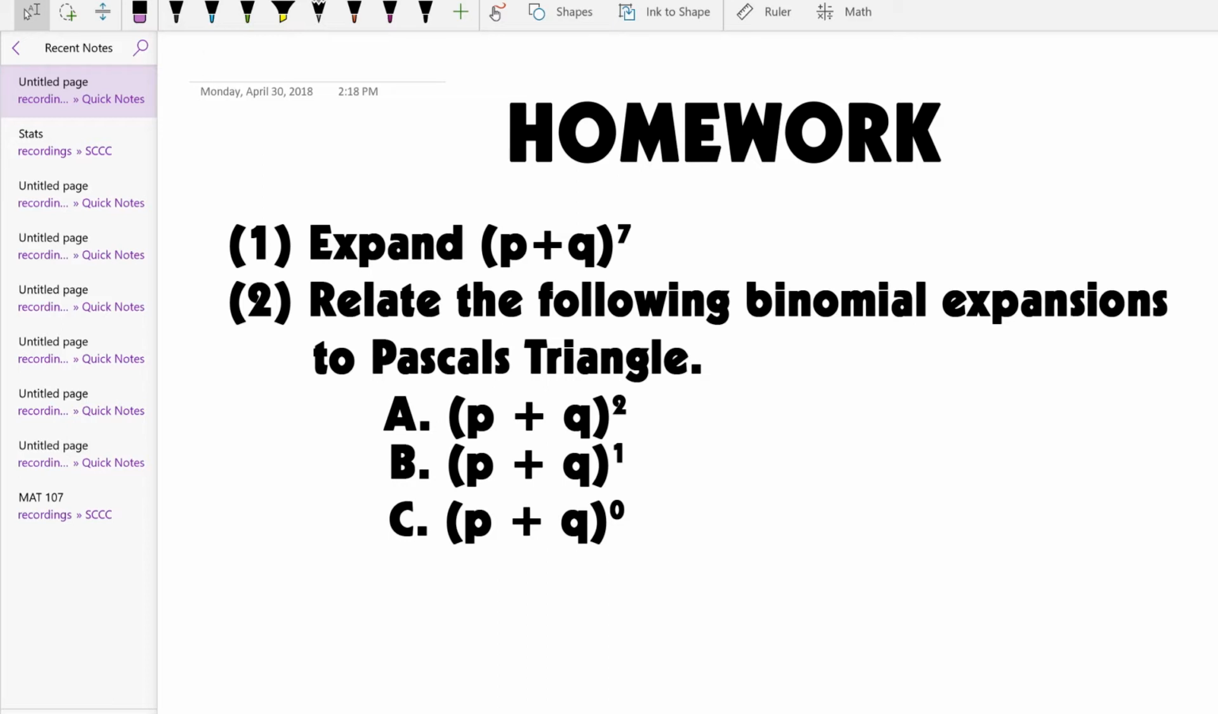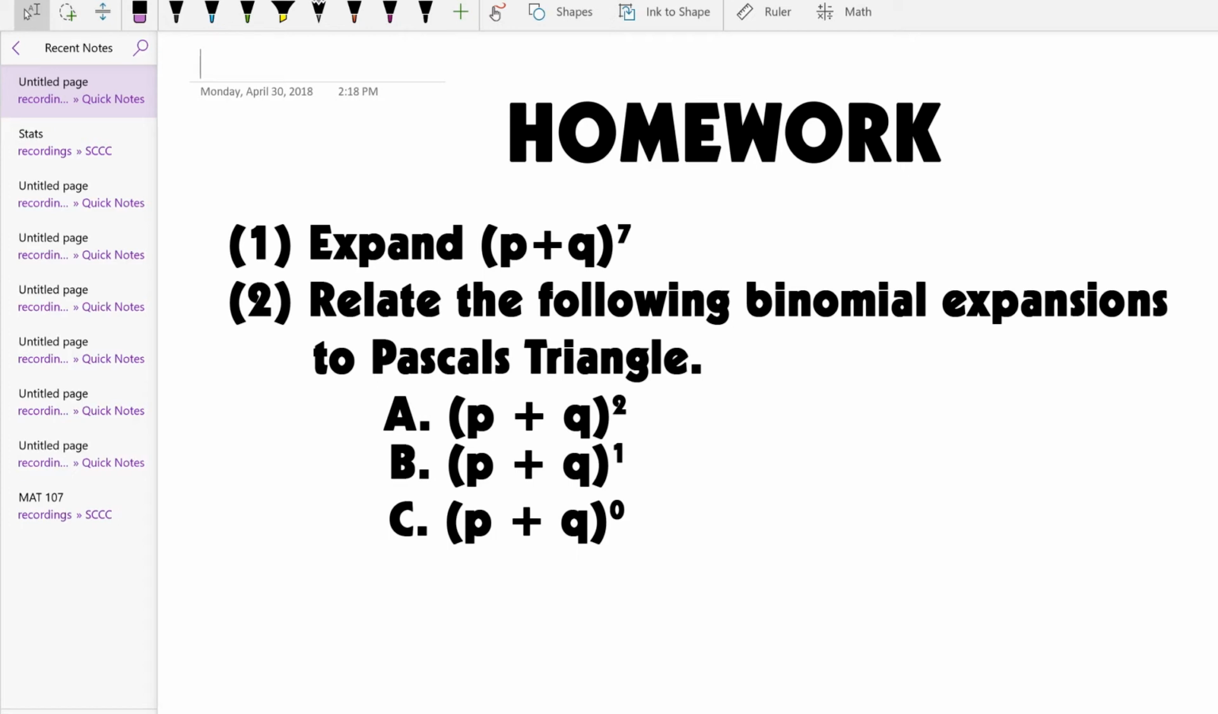Homework. Problem number 1. Expand (p + q) to the 7th power. Number 2. Relate the following binomial expansions to Pascal's triangle. A is (p + q) squared. Please don't use the FOIL method. Please use Pascal's triangle, but of course you're going to use n equals 2.